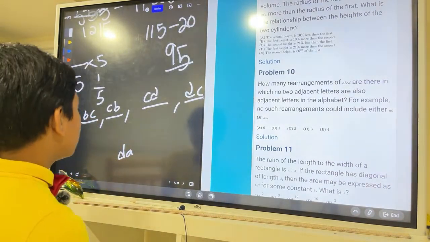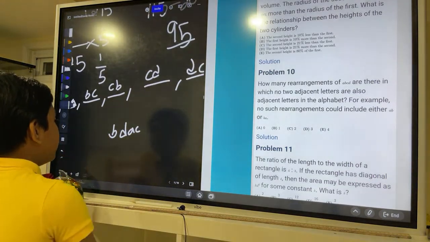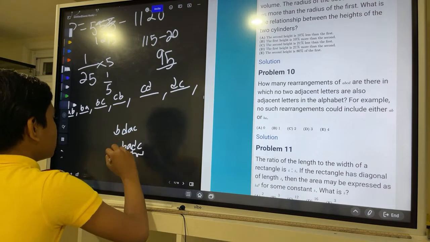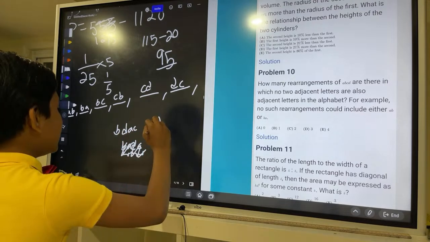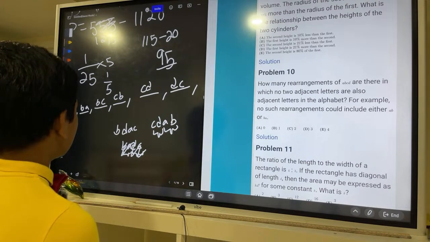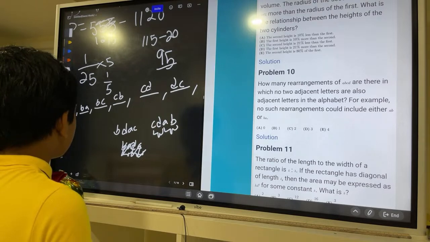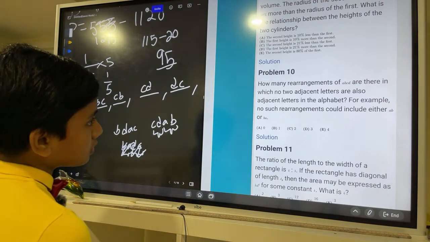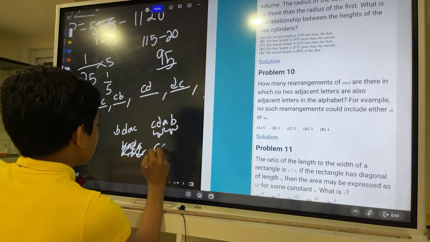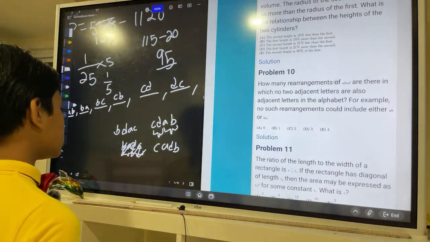So, something like BDAC would work. BADC wouldn't work because of these two pairs. CDAB wouldn't work because of these two pairs. Is this the only arrangement? We could do it backwards. That also works.